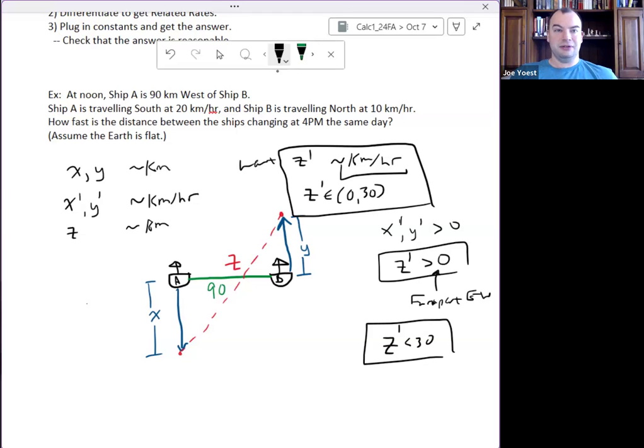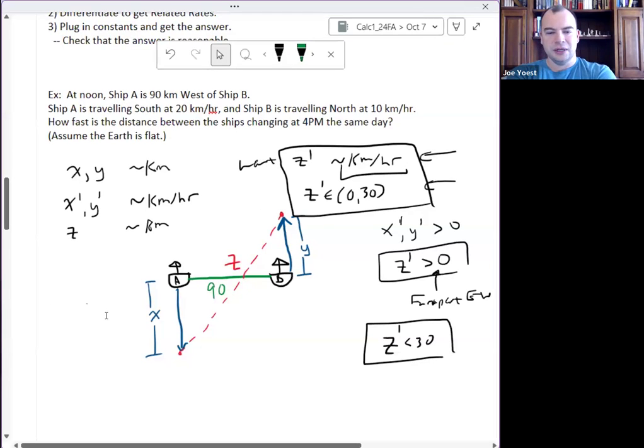If we have a lot of experience with how things in the real world work, and if we think carefully about this, how should it work? Well, we see that z prime has to be in kilometers an hour, and it's got to be a number between 0 and 30. That gives us two pretty good conditions to check against later on. I know I've beaten this horse to death, but I think this is such an important part of the problem solving process. And it's so easy to just jump into it and try to get to the calculus right away.